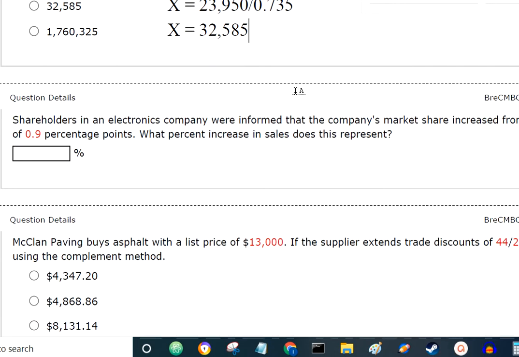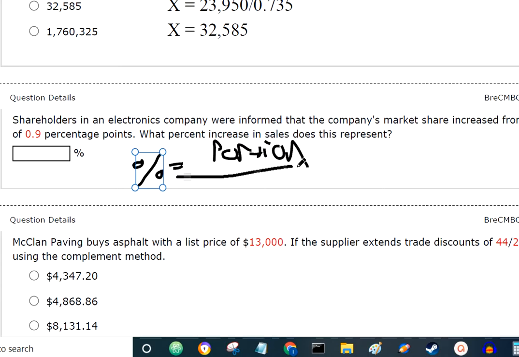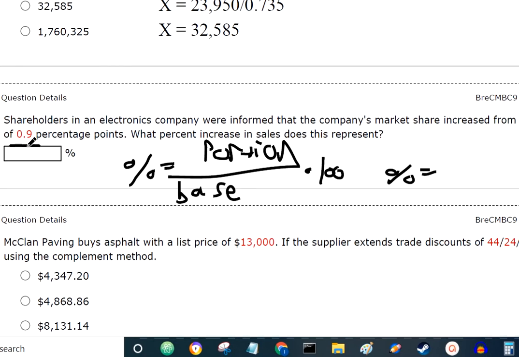Question 23. They're asking us to calculate a percentage. And remember, a percent is always a portion, which is the amount you're interested in, divided by the base, and then multiplied by 100. The portion, in this case, is the percent increase in sales. So the sales increased by 0.9 percentage points. That's your portion.